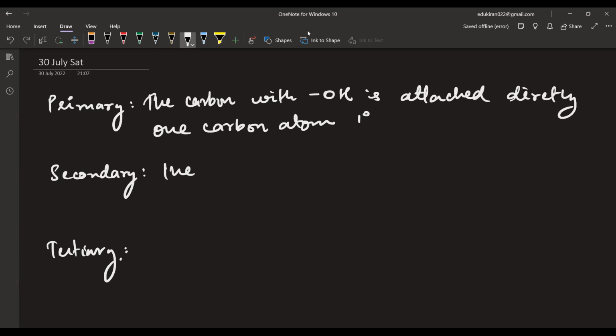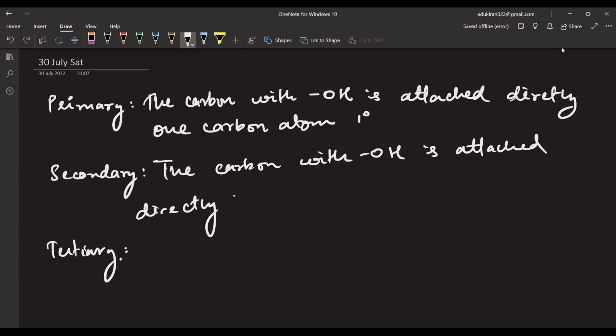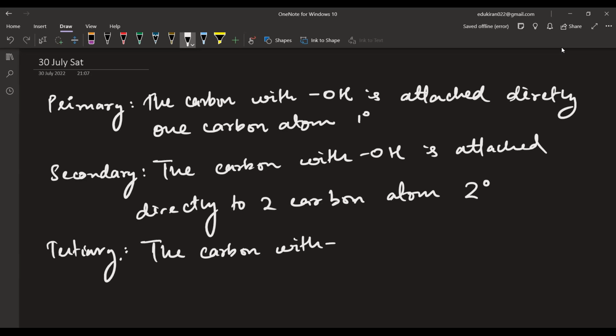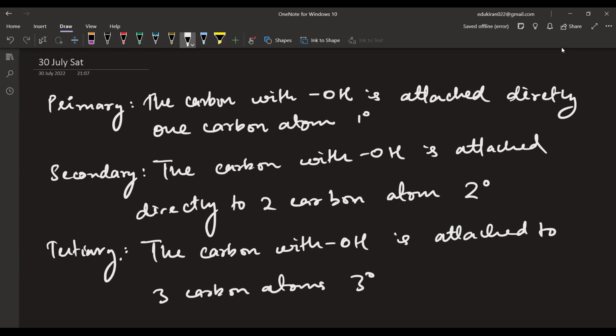Similarly, secondary will be the carbon with OH attached to two carbon atoms. This is known as 2 degree. And tertiary will be the carbon with OH attached to 3 carbon atoms, and this is known as 3 degree.